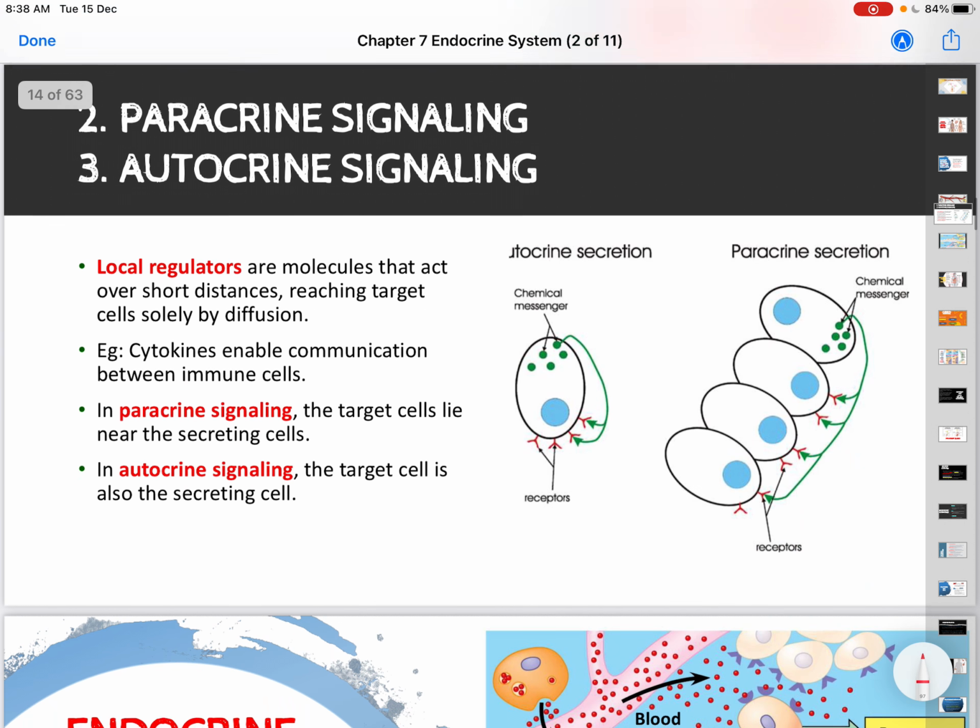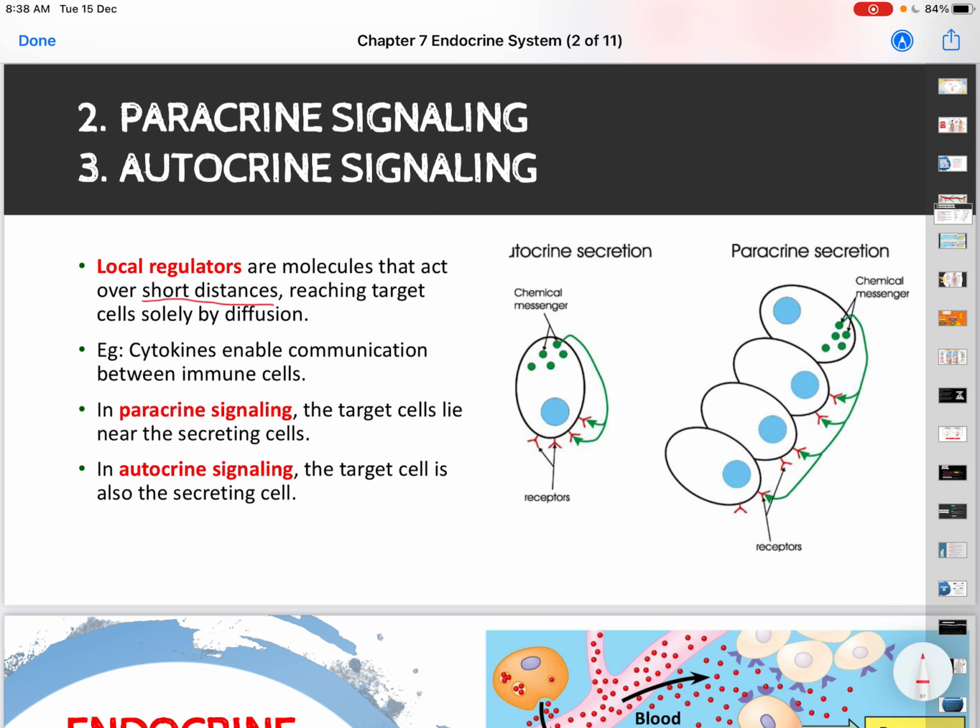You can refer to the simple endocrine signaling. And for paracrine signaling, the local regulators or chemical messengers are molecules that act over short distance, reaching target cells solely by diffusion. So paracrine and autocrine signaling both involve short distance activity. For example, cytokines enable communication between immune cells.